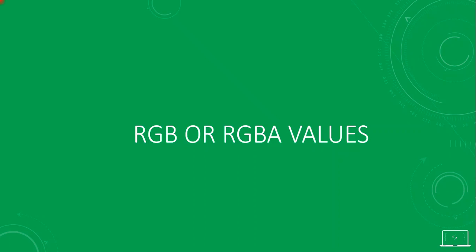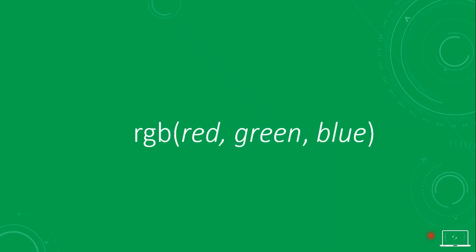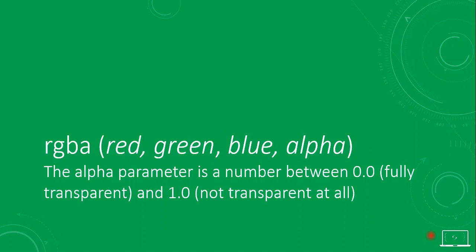Next is RGB color value that represents red, green and blue. RGBA color value is an extension to RGB with an extra alpha channel, that means opacity. The syntax of RGB is red, green, blue, while the syntax of RGBA is red, green, blue, alpha, where the value of alpha can be between 0.0 that is fully transparent and 1.0 that is opaque.